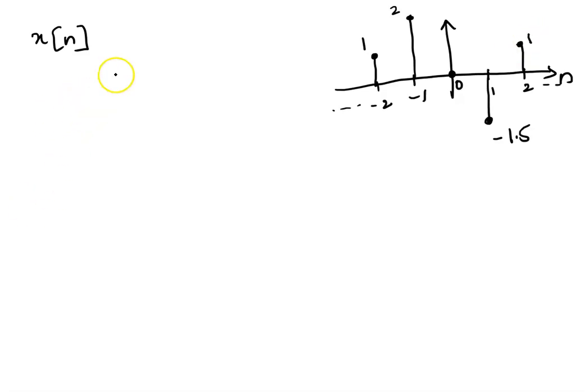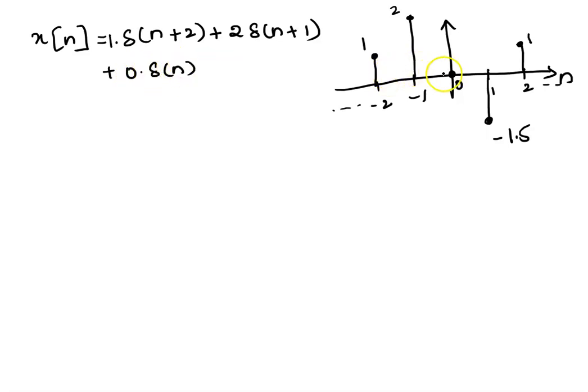Let us try to write x of n in the form of impulses. As all of us know how to express the given signal in the form of impulses, the given signal can be written as 1 times del of n plus 2, plus 2 times del of n plus 1, plus 0 times del of n. Here it is simply 0. Here the amplitude is 2 and the position is -1, so we have an advanced impulse.